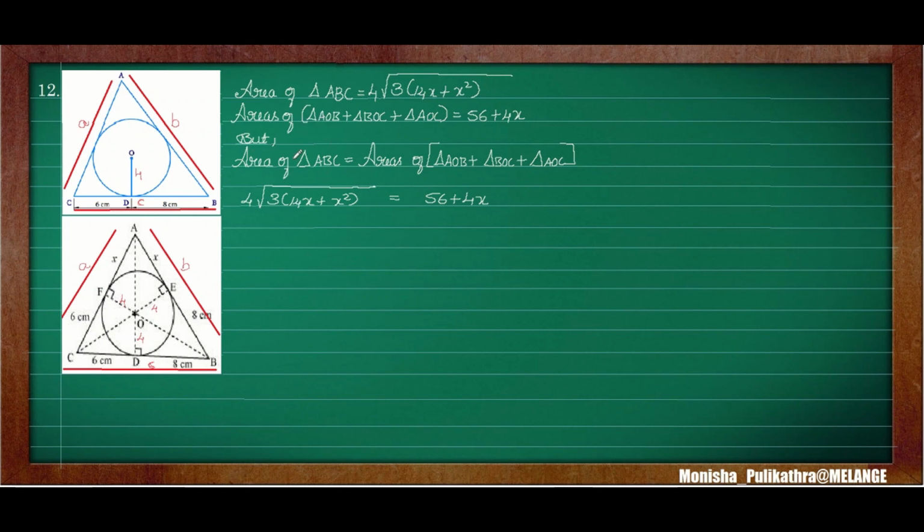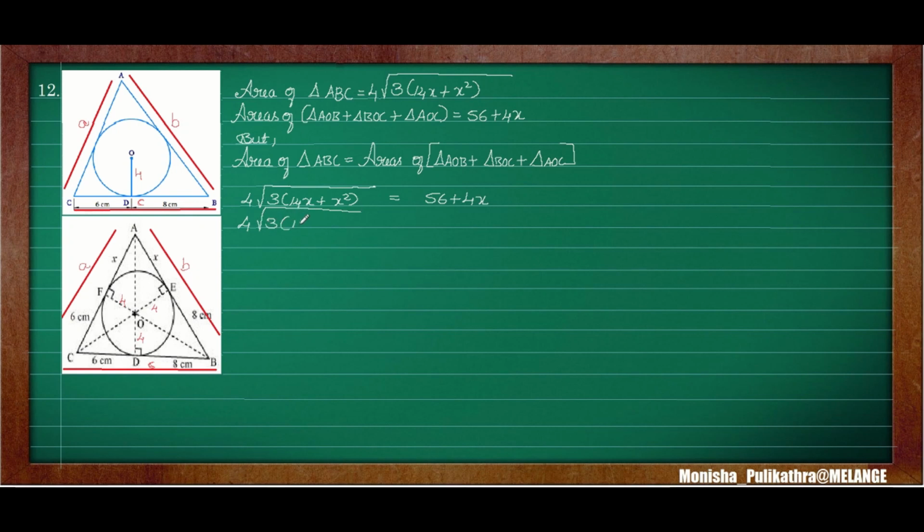But the area of triangle ABC, this whole area of triangle ABC, is also equal to the areas of all these subtriangles. Area of triangle ABC is equal to area of triangle AOB plus area of triangle BOC plus area of triangle AOC. So we can equate these two things. So 4 into 4 root 3 into 14x plus x square is equal to 5x plus 4x. So we need to solve this equation.